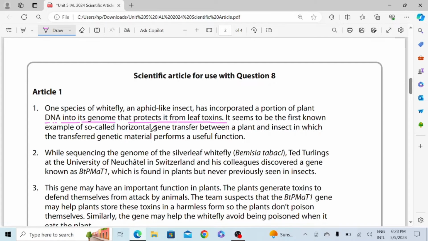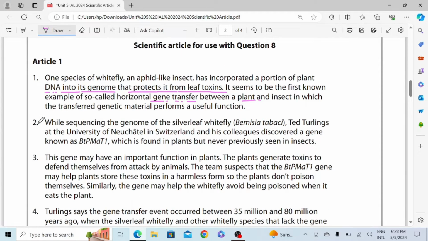And they're also talking about gene transfer between a plant and insect. So they probably would modify their questions and ask you how can you transfer genes from one organism into another organism, and ask about probably transgenic organisms and the ways you could transfer genes. So be prepared to answer questions like that as well.